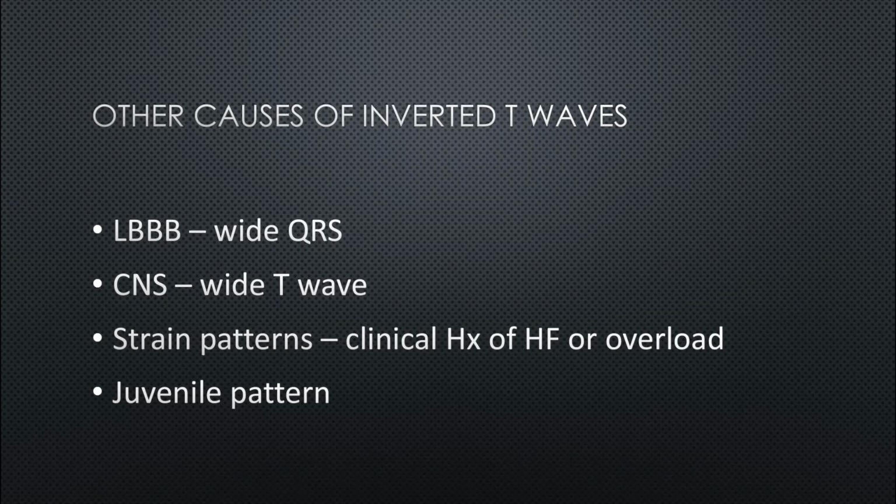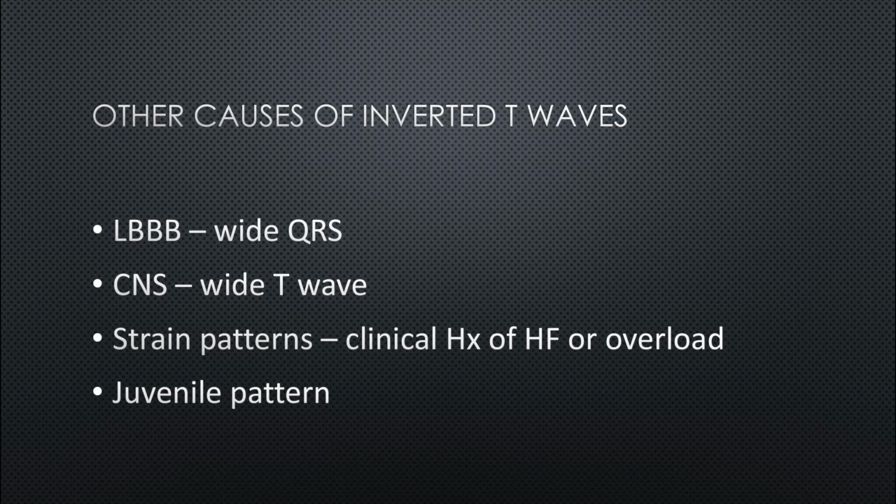So to finish this section off, we'll just look briefly at the other causes of inverted T waves. Now, I'm not going to go into this deeply. There are separate sessions to cover this. But where we're looking at inverted T waves, the same as when we're looking at ST segment elevation, we need to think, is there a bundle branch block? And normally the evidence of that is going to be with the width of the QRS.